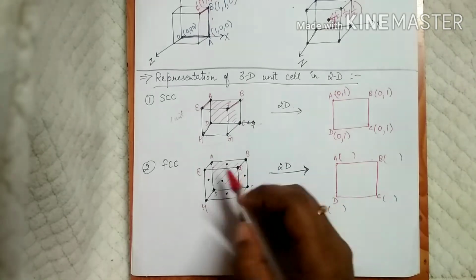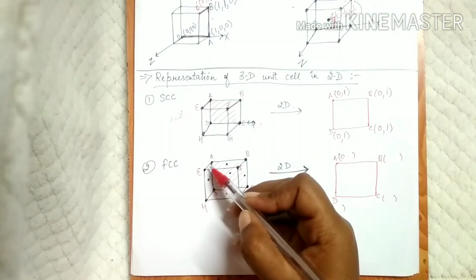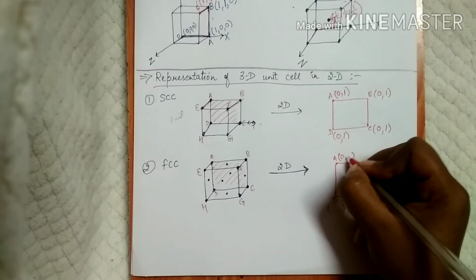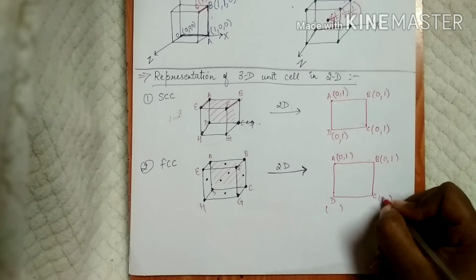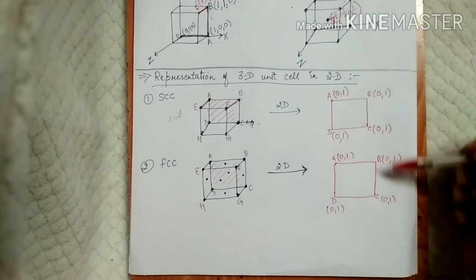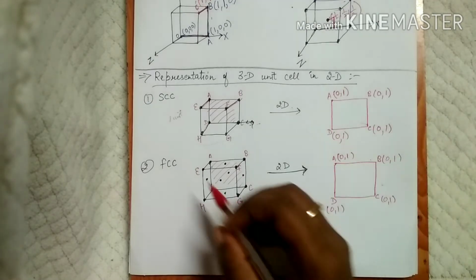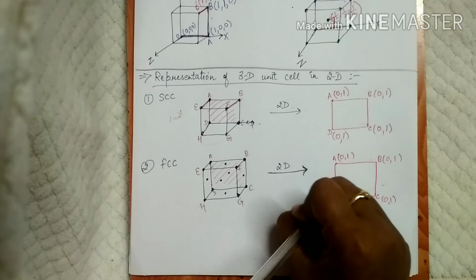Now at point A, one atom is present, so 0. At one distance from A, at point E also one atom is present. Similarly for B, 0, 1, for C, 0, 1, D, 0, 1. But this was same as SCC. Now atoms are also present at face centers. We now have to locate them in 2 dimensions here.